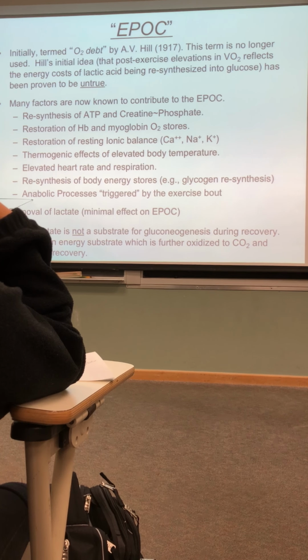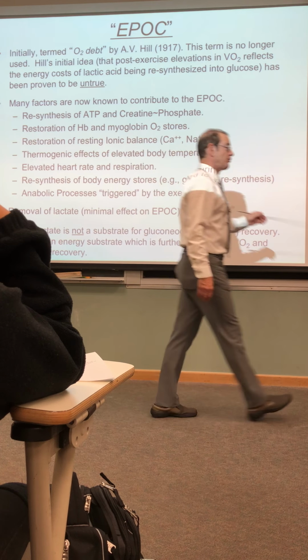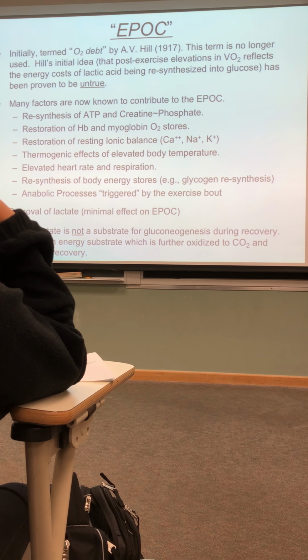If you're a bodybuilder, remember you do the workout and it's hard, but the time that you're actually making the more sarcomeres is afterwards. And so any sort of anabolic process that uses oxygen to rebuild the body is part of the slow component. Does that make sense?